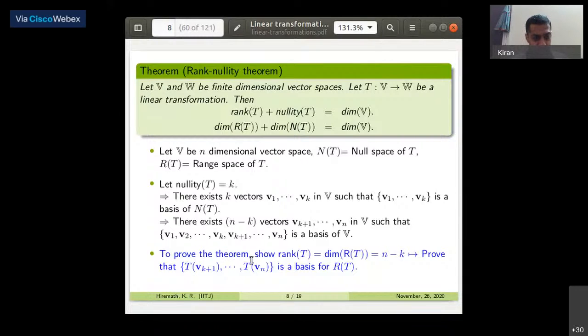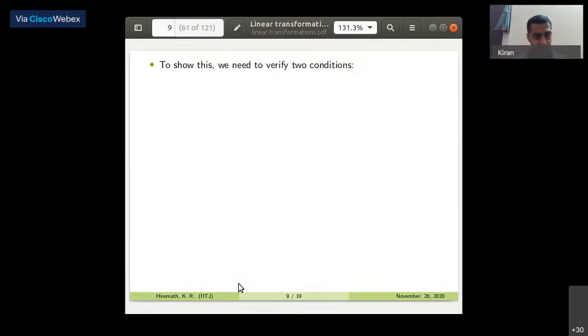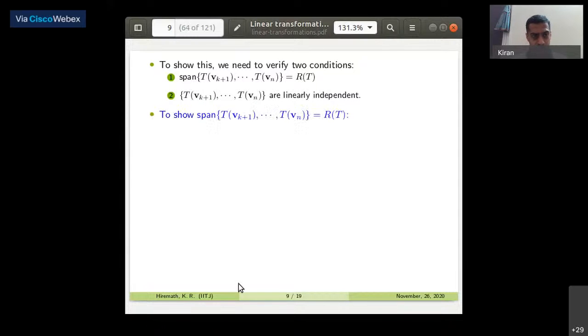So let us look at the remaining elements, T of vk plus 1, T of vk plus 2 till T of vn. We'll show that they act as a basis of R of T. That's the whole argument. To show that something is a basis, we need to prove two things: one is that the span is equal to the entire space, and the other is that this set is linearly independent. These are the two things we need to show. Let's first show that the span is equal to the entire space.